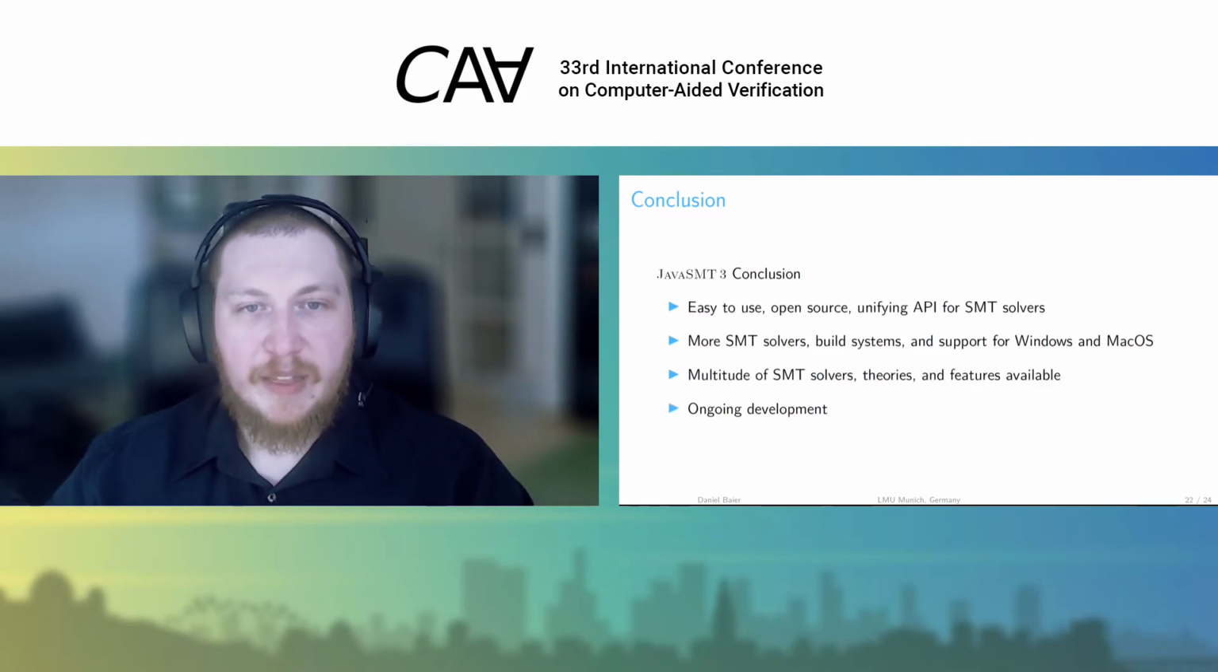Ultimately, we present the improved third generation of our unifying Java API for SMT solvers. The API offered by JavaSMT is stable and easy to use. Our library offers now extended support for additional operating systems, more included SMT solvers, and multiple options for build systems. Moreover, we offer 8 solvers with a multitude of theories and features available. And lastly, our library is still in active development.